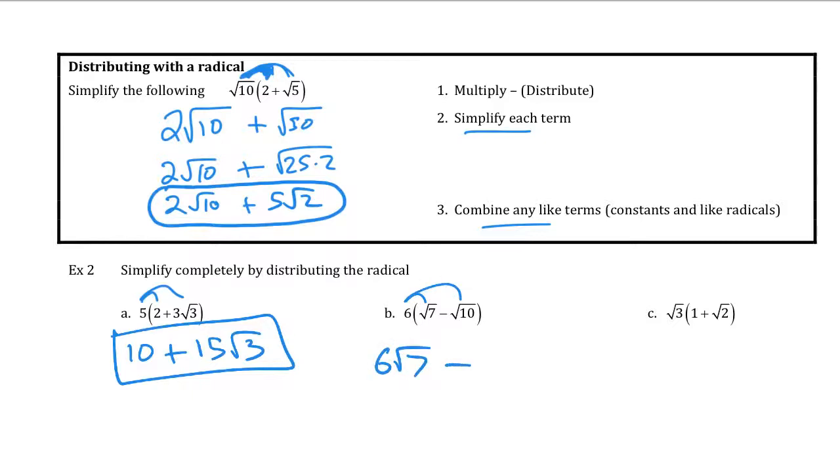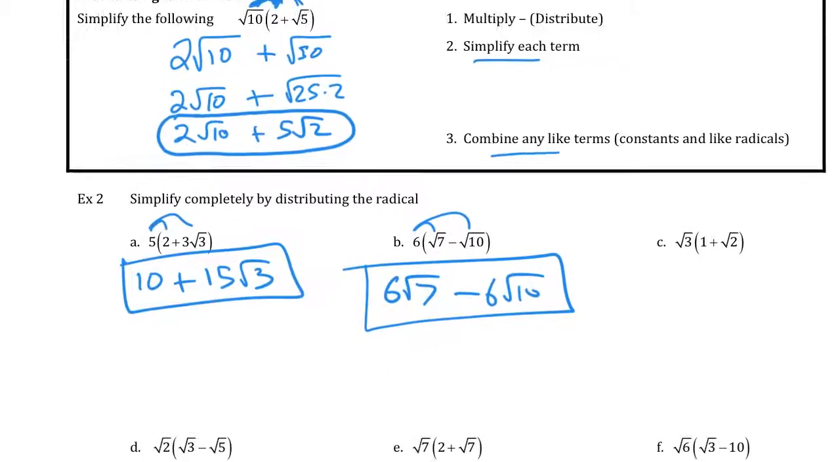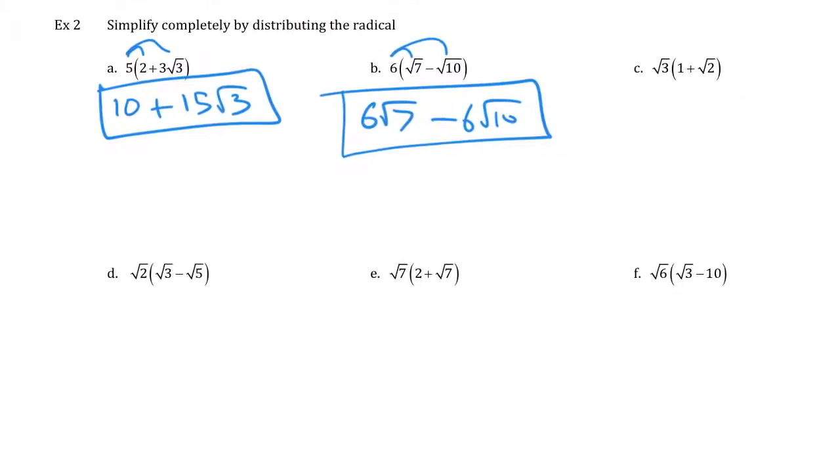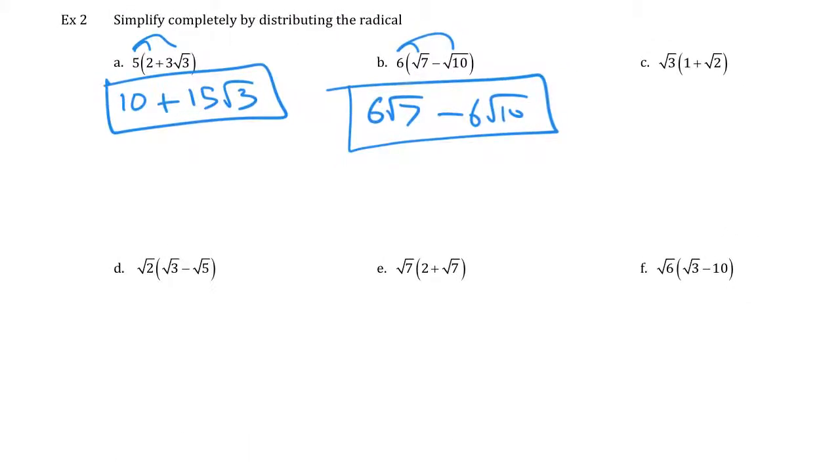In problem B, 6 root 7, and then minus 6 root 10. Same thing, nothing to simplify, nothing to combine. I'm done. Let's move down. If I did problem D, I would get root 2 times root 3. Those are both inside, so I can multiply them and get root 6. And then root 2 times root 5, so minus root 10. Nothing to simplify, nothing to combine, we're done.